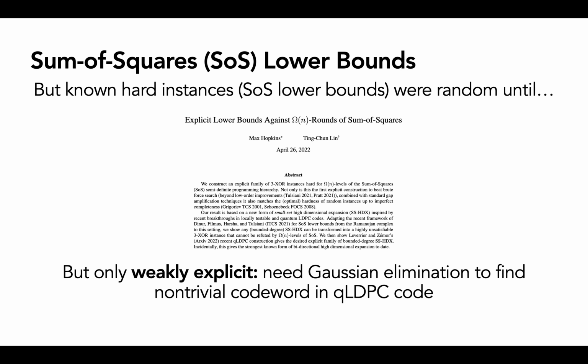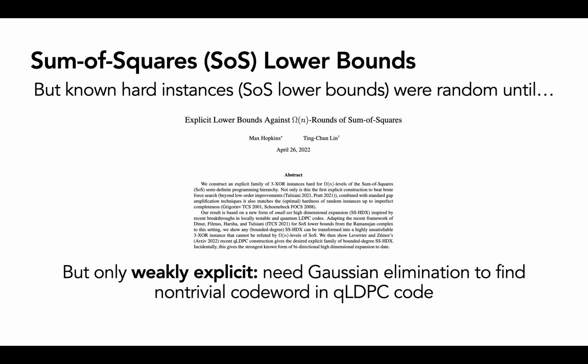And the major downside with this result is that it was only weakly explicit. Their construction of hard instances for SoS was based on good quantum LDPC codes, but it needed Gaussian elimination to find an explicit non-trivial code word in the QLDPC code. And this runs in polynomial time, so for a given n, their algorithm couldn't give a polylog time algorithm to output a given part of this instance. It really needed a long polynomial time calculation to construct this code word. And so in a very formal sense, it was not strongly explicit.